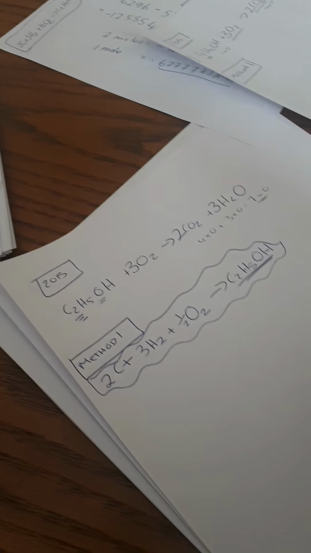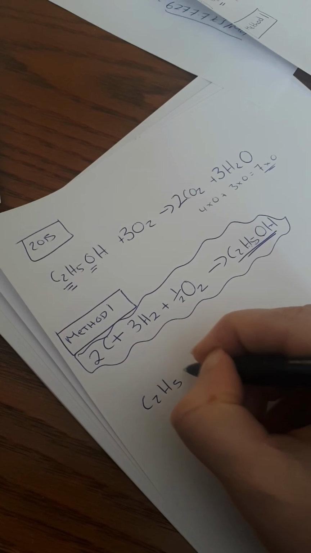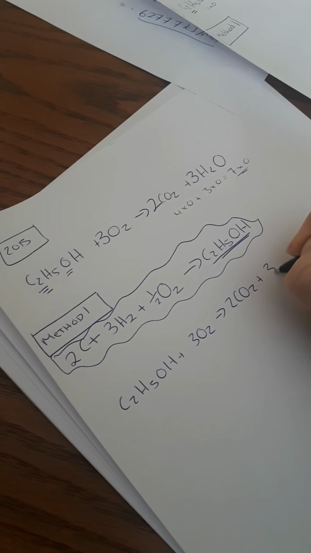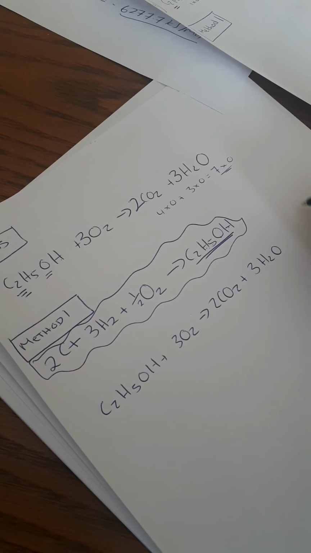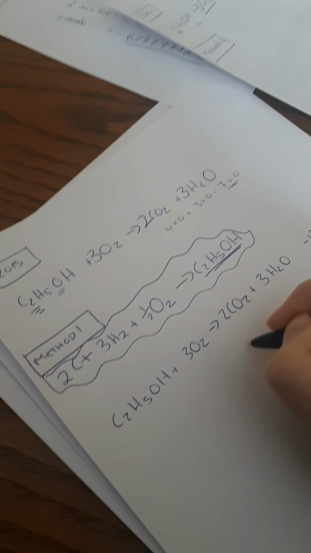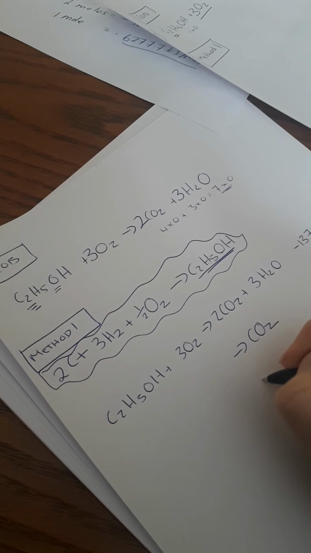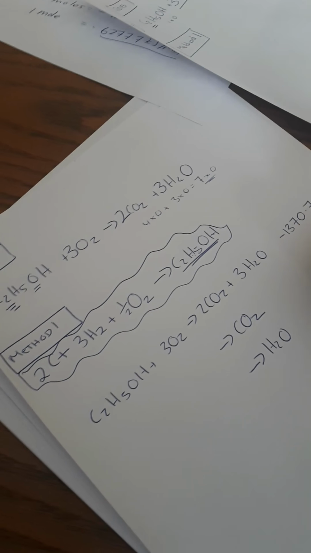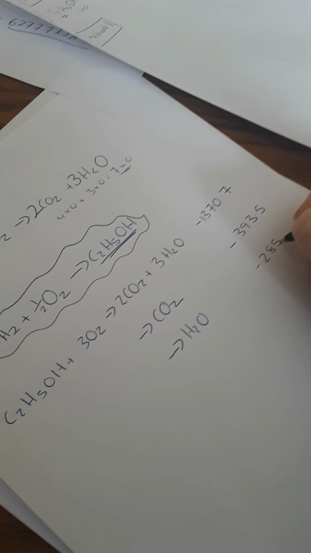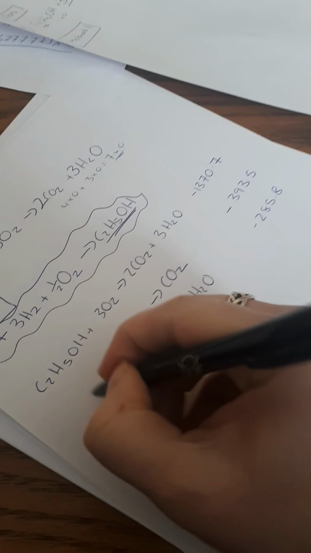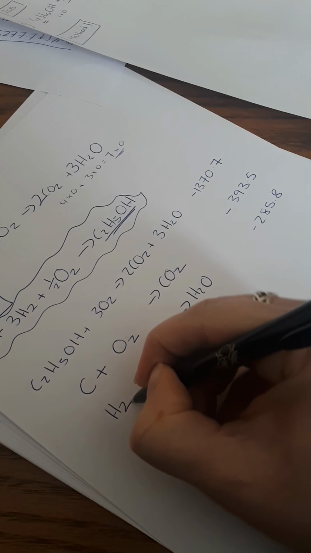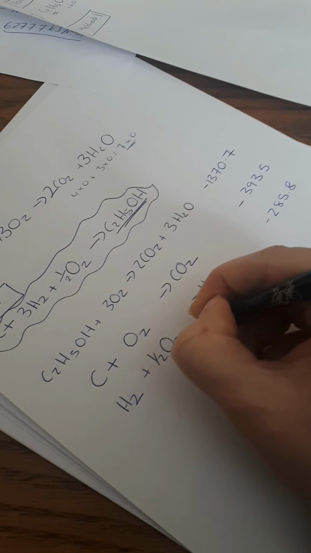And I'm given 3 pieces of information. Firstly, my heat of combustion of ethanol, and I'm given that as a value of minus 1370.7. And then I'm told the heats of formation of carbon dioxide and of water are minus 393.5 and minus 285.8 respectively. So how do I make carbon dioxide? Carbon plus O2. And how do I make water? H2 plus a half O2.